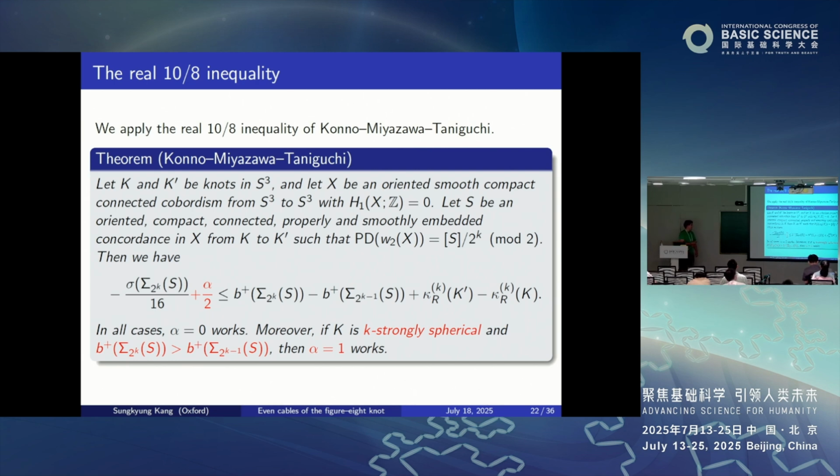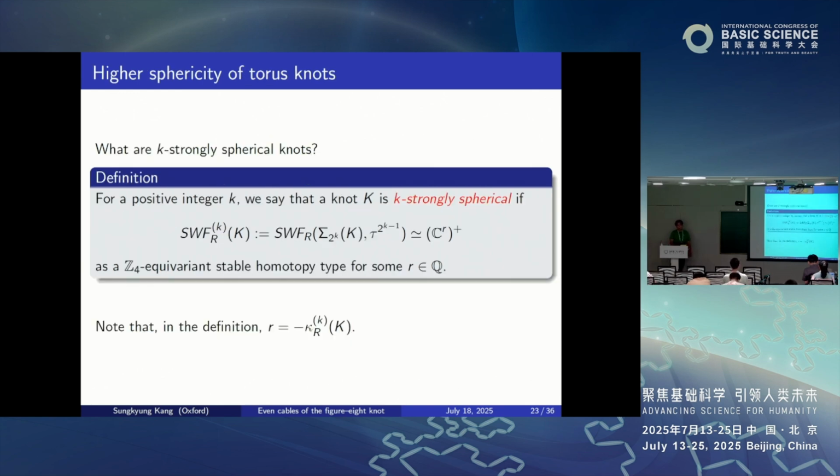Okay, so what does it mean for a knot to be strongly spherical? It means that the higher real Seiberg-Witten spectrum is spherical. More precisely, it should be a one-point compactification of a complex representation sphere. In this setting, this is kind of like L-spaces: your spectrum is as simple as possible. So in this setting, what you're saying is that this R, the complex dimension, is basically minus the kappa invariant. So you can read off everything from the exponent.